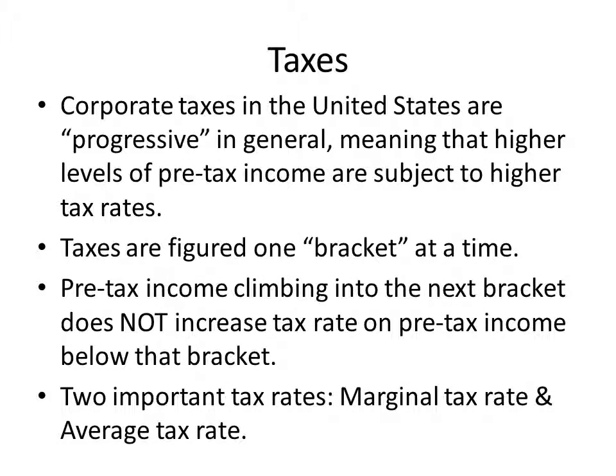Corporate taxes in the United States, similar to personal taxes, are progressive in general, meaning that higher levels of pre-tax income are subject to higher tax rates. The taxes are figured one bracket at a time. The pre-tax income climbing into the next bracket does not increase tax rate on pre-tax income that occurred below that bracket. You may often hear people say, I don't want to make any more money this year because it will push me into a higher tax bracket. These people are idiots because the new tax rate only applies to the income earned in that bracket. It doesn't apply to the income earned in the lower brackets.